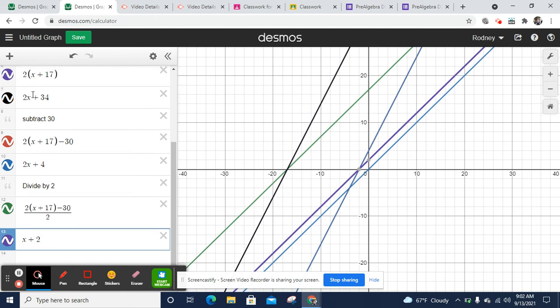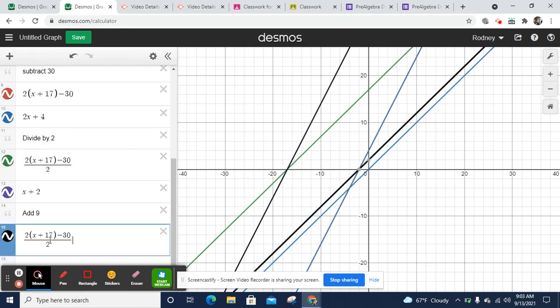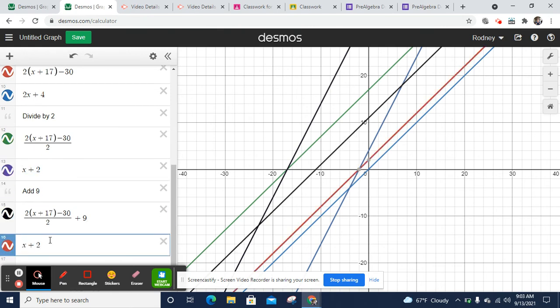Okay, so now we got something super simple, and let's go to a place. We're going to try and make this equal 11. So I'm going to say add 9, right? That's what I really meant to say. Okay, so I'll go ahead and copy the fancy expression here. I'm going to add 9, but I'm really going to do the operation using the simple expression, plus 9, and that's going to be x plus 11.